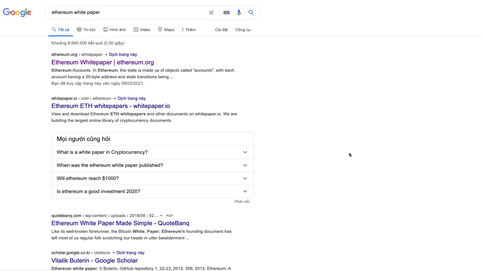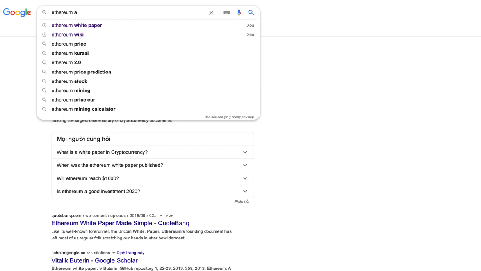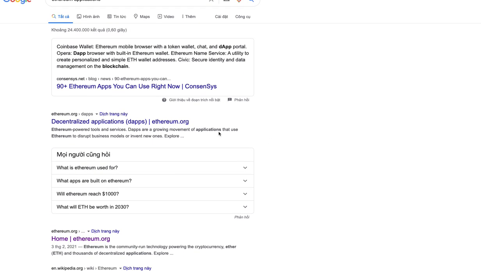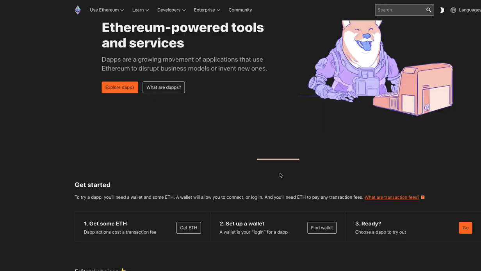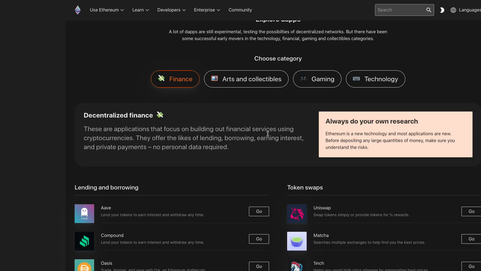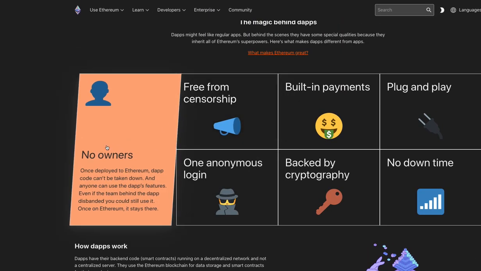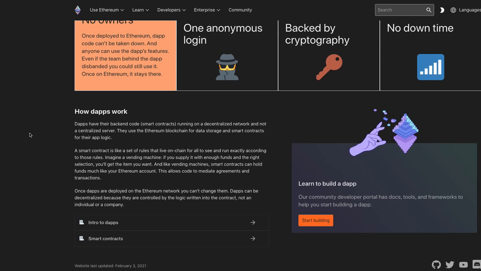So next is start discovering the applications. If you can see here, you can find Ethereum applications. You can try going around all the links, and you see, for example, here we have Ethereum power tools and services. Go around and take a look at that. Also experience the applications of Ethereum yourself, for example.